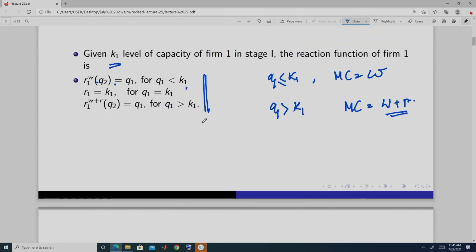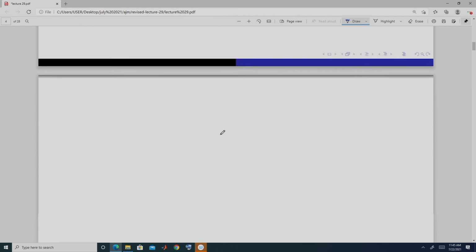Now, we will denote some specific outputs and our analysis will be based on those outputs. Suppose this is the output of firm 1, this is the output of firm 2, and this is the reaction function of firm 2.